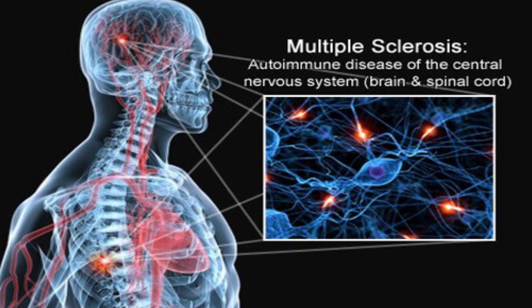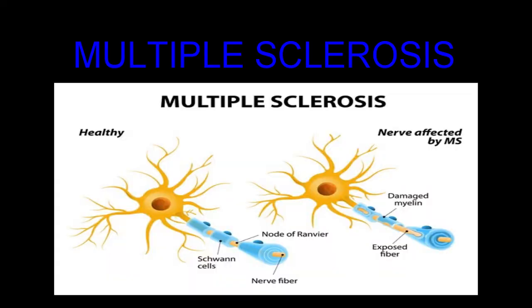In this video, we will discuss one of the important autoimmune disorders of the central nervous system. The condition is multiple sclerosis. I have seen repeated questions from this area in different exams. So let's start the topic.